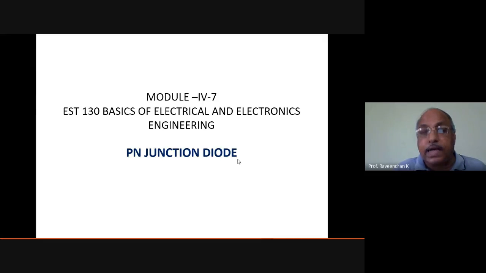So what are diodes, what are transistors, and how is this behavior used in the operation of transistors and diodes? That is the main discussion we have to have in the coming sessions. And here I will just give you an understanding about the PN junction diode. Okay. Now, how is a PN junction formed?